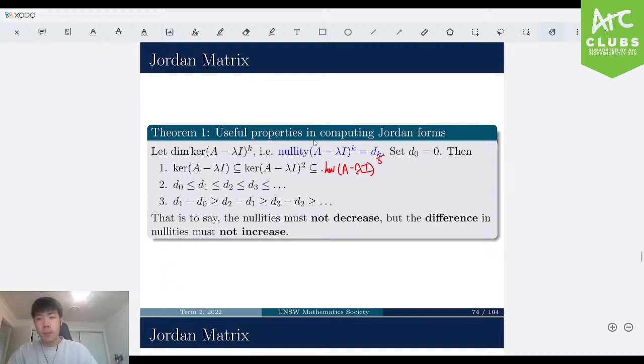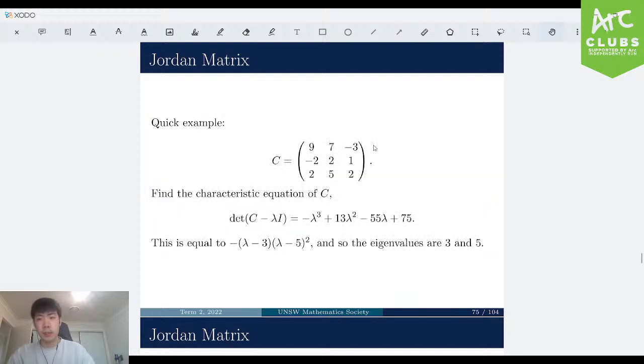Okay? The main takeaway is that these nullities, as you raise the power, must not decrease. And furthermore, the differences in these nullities must not increase. So that's essentially dot point 2 and 3. Okay? So it's saying as you raise the power, you will get different nullities, but these nullities must be non-decreasing. And furthermore, the differences between these nullities at each step must be non-increasing.